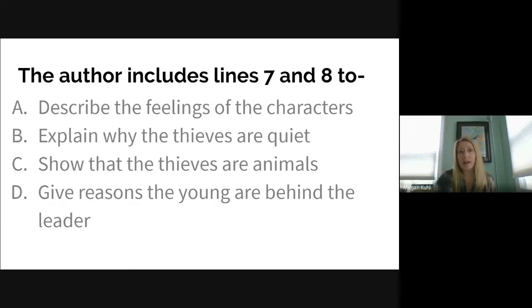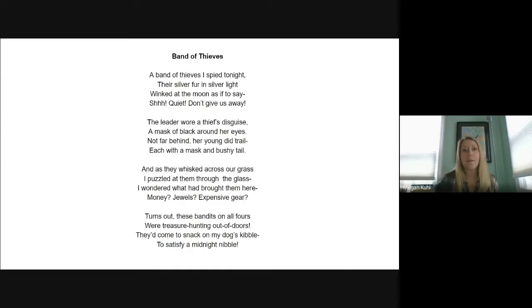So let's look back and find lines 7 and 8. Lines 7 and 8 are in stanza 2. This poem has 4 stanzas, you can see. So let's look at stanza 2, lines 7 and 8. Not far behind her young did trail, each with a mask and a bushy tail.